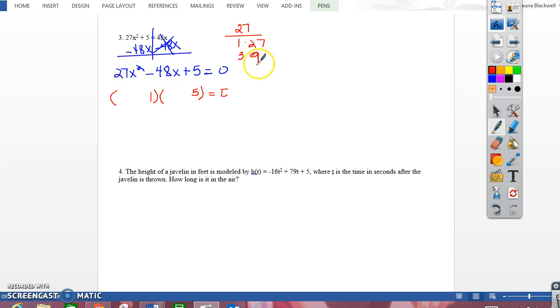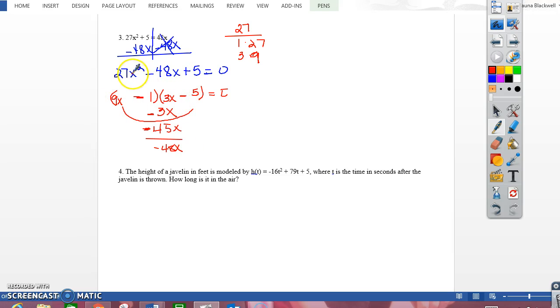So when I look at this, I know if I multiply 9x times my outer 5, that would give me 45x. And if I put my 3x here, that would give me 45x and 3x. And I can make that be negative 48 by putting both of them negative. So negative 45x plus negative 3x is negative 48x. So that works.